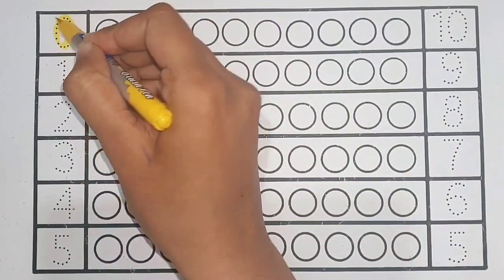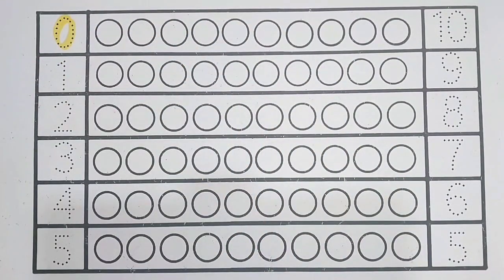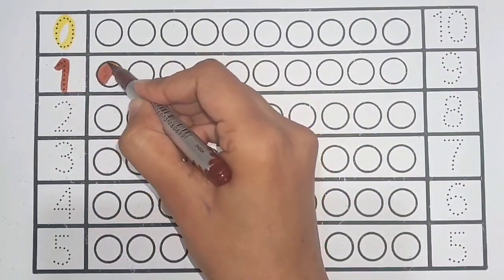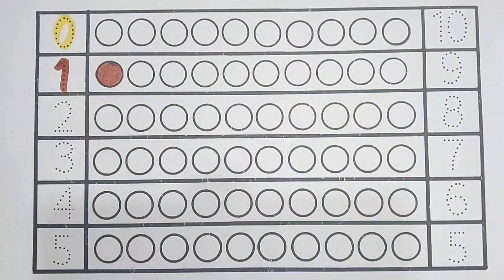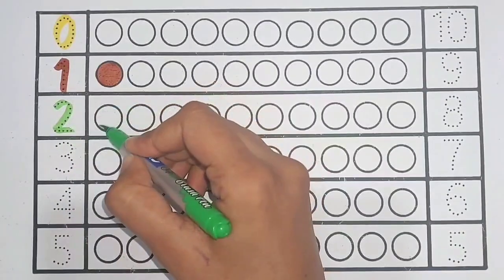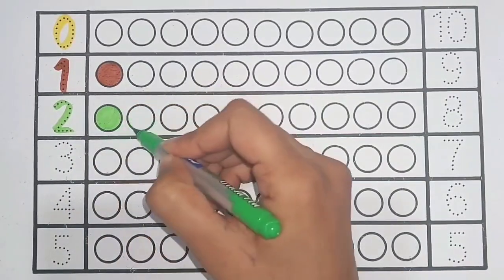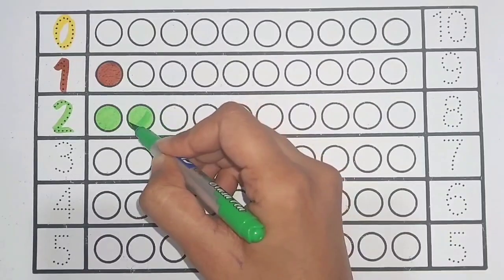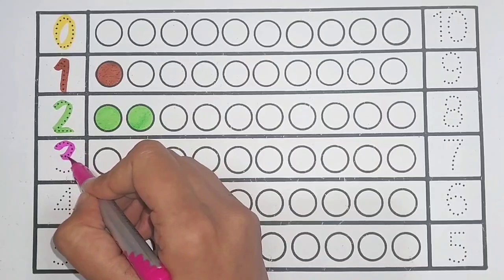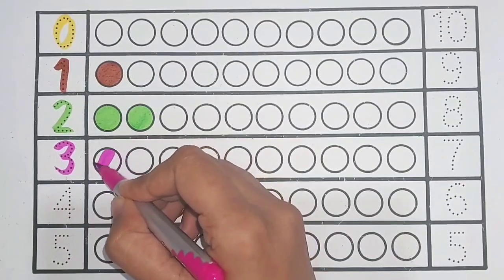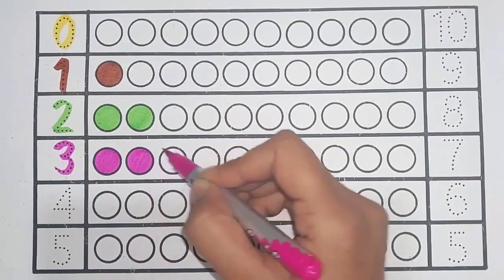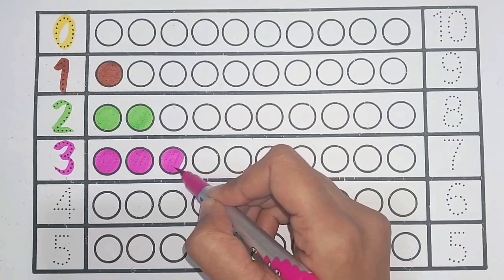Yellow color 0. Brown color 1, 1 circle. Light green color 2, 1, 2, 2 circles. Pink color 3, 1, 2, 3, 3 circles.